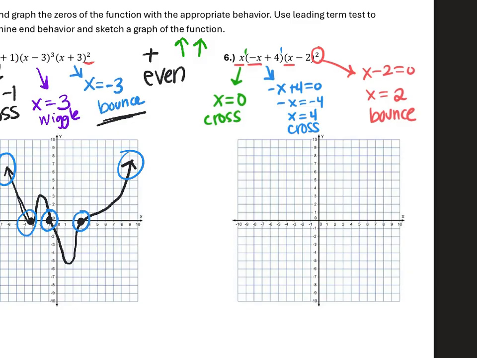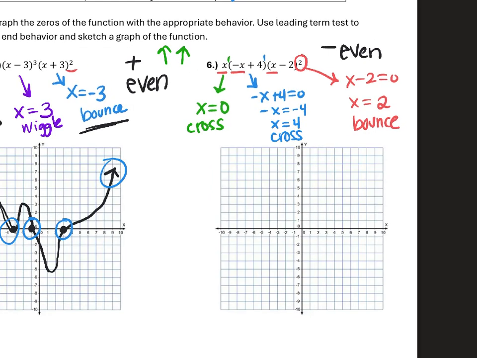Because x times x will be negative. And if we add our exponents, don't forget your imaginary ones. 1 plus 1 plus 2 will be 4. So it's going to be negative even. What are my arrows going to look like on either side? Down, down. Even, they go the same direction because it was negative, it's flipped down.